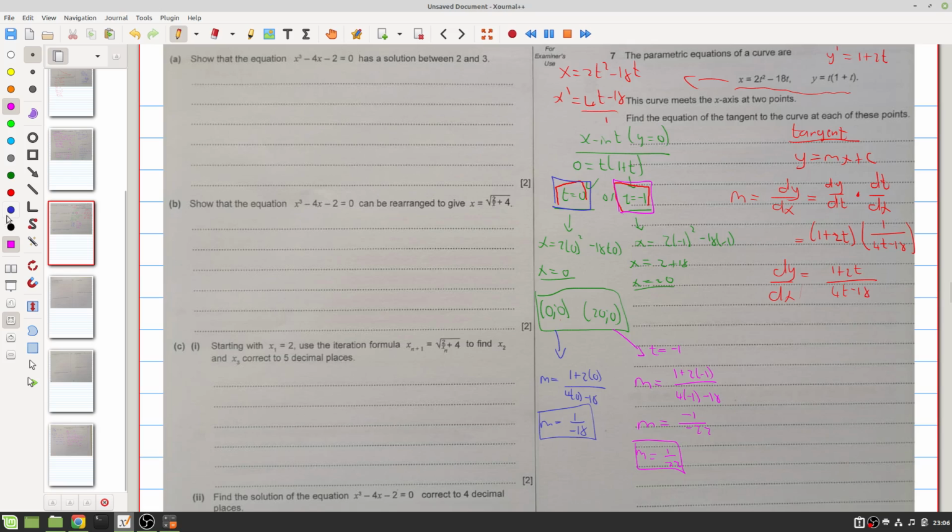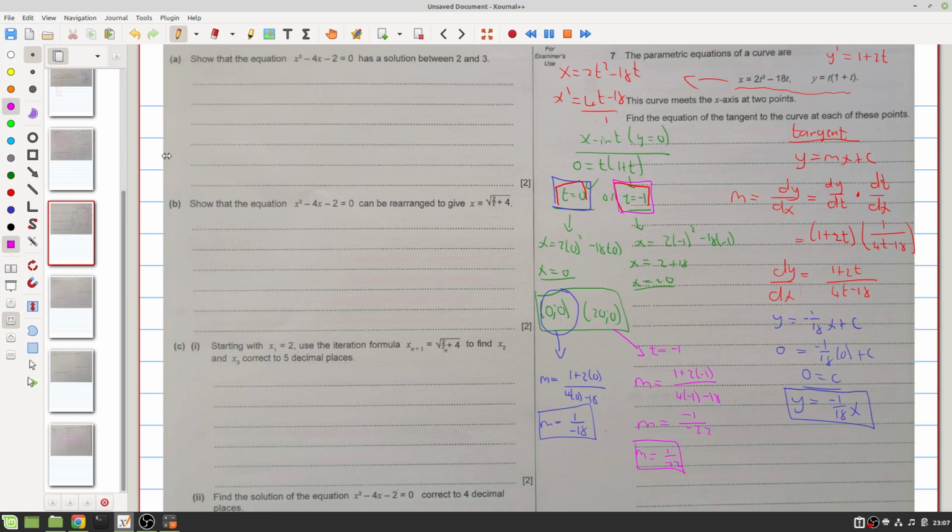Okay, so far we've got y equals -1 over 18 x plus c. And to find the c value, we can substitute this point in. We can see the c is going to be 0, but just to prove it, we substitute it in. So 0 equals -1 over 18 times 0 plus c. So 0 equals 0 plus c, 0 equals c, right? So that gives us y equals -1 over 18 x plus 0. So there is our one equation.